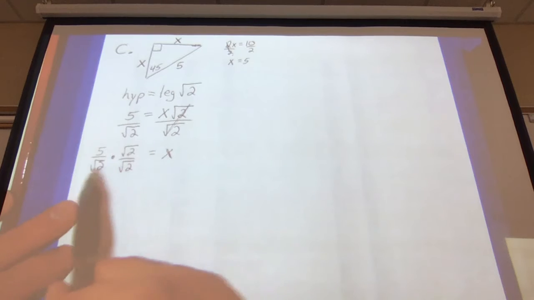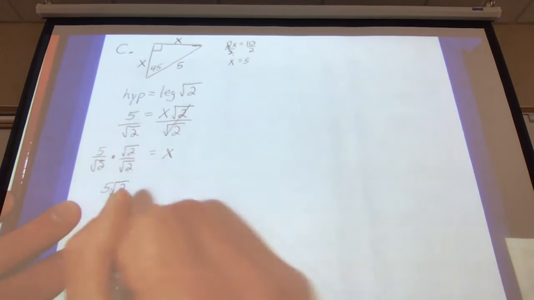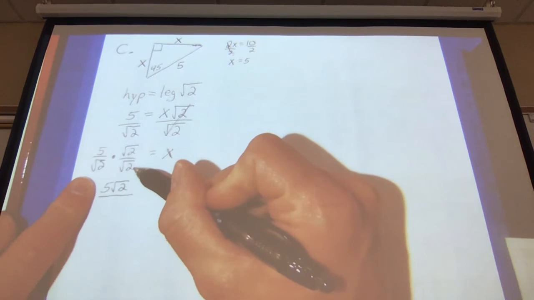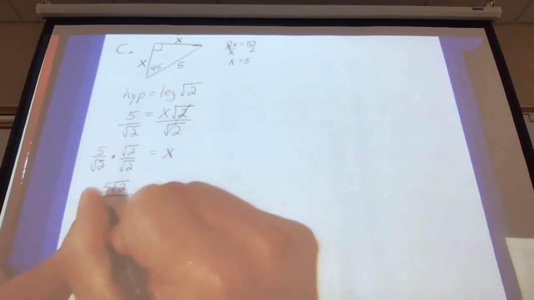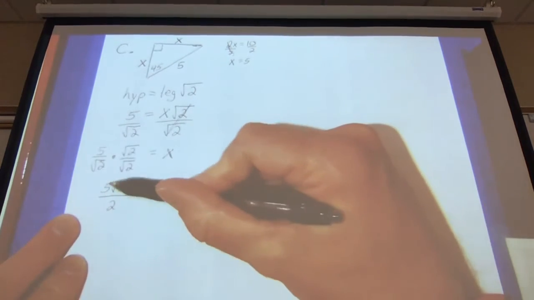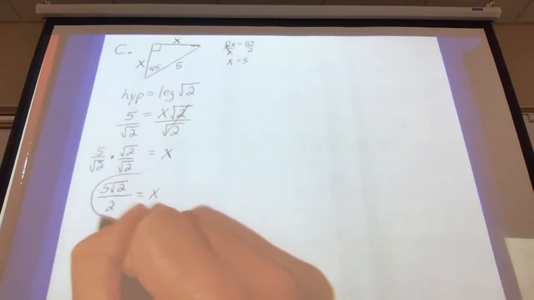And when you multiply fractions, you multiply straight across. 5 times the square root of 2 would be on top. You do the shortcut on the bottom. What's the square root of 2 times the square root of 2? 2. We got our x on the right. 5 and 2 cannot be divided by the same number, so this is as far as we go. That's our simplest radical form.